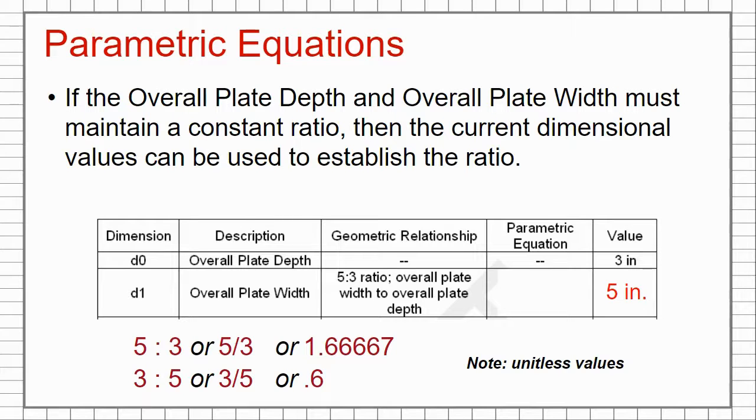So we can use the ratio 5/3, or if we express this fraction as a decimal, we could use 1.66 repeating. But in this case, because we have a repeating decimal, I think it would be a little smarter to use the fraction in our parametric equation. If we wanted to reverse this around, we'll see another way that we can type this as 3/5, which does have a nice tidy decimal of 0.6. That could be used instead.